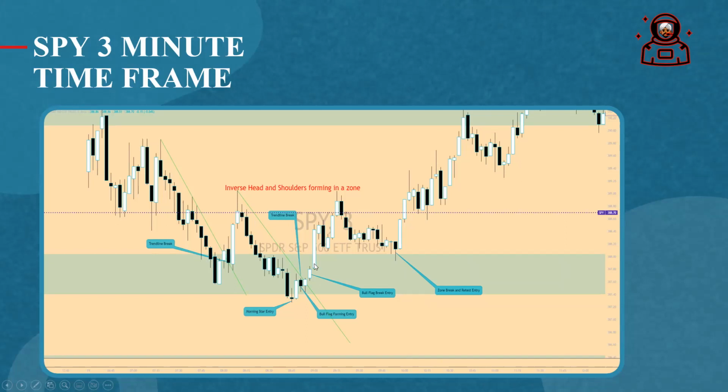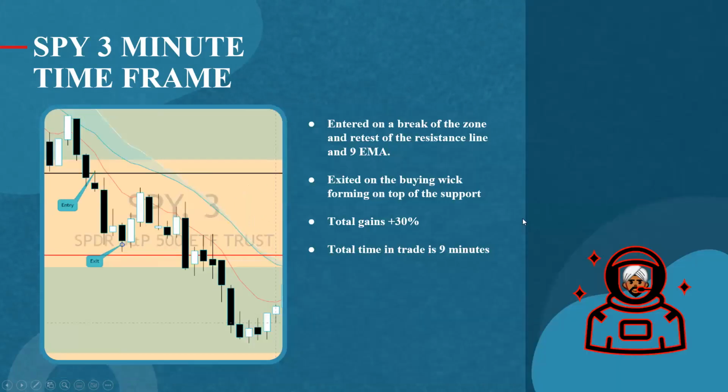So as you can see, once we're in a zone, your strategies will play out in a much more significant way, right? And to top it all off, this is an inverse head and shoulders. If you guys know, that's a really strong bullish pattern right here, all happening within a zone. So let's look at some real trades that I took.